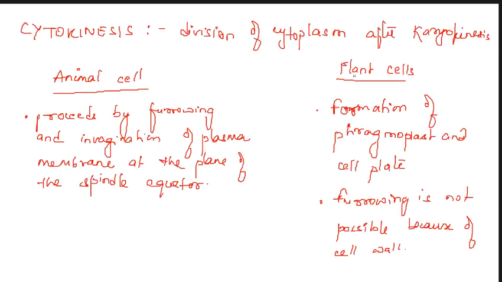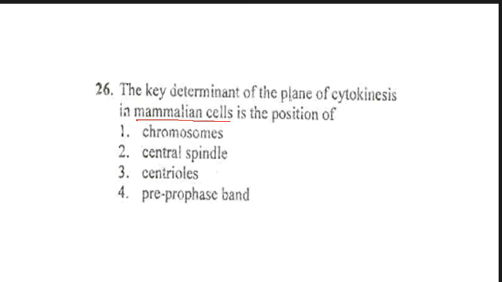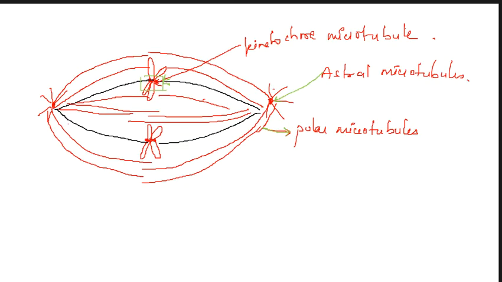So what will be our answer? The key determinant of the plane of cytokinesis in mammalian cells, it will be what? It will be the central spindle, because this is towards the outer side and this is going to form what? It is going to form the furrow from the plasma membrane. This is the key determinant, and this is also said to be a central spindle.